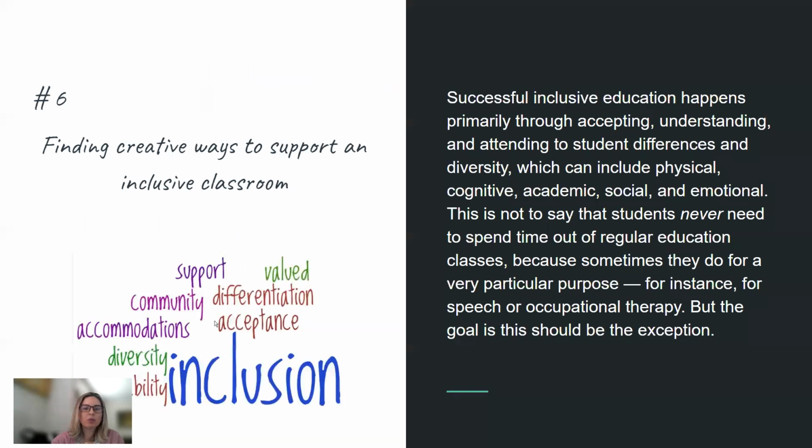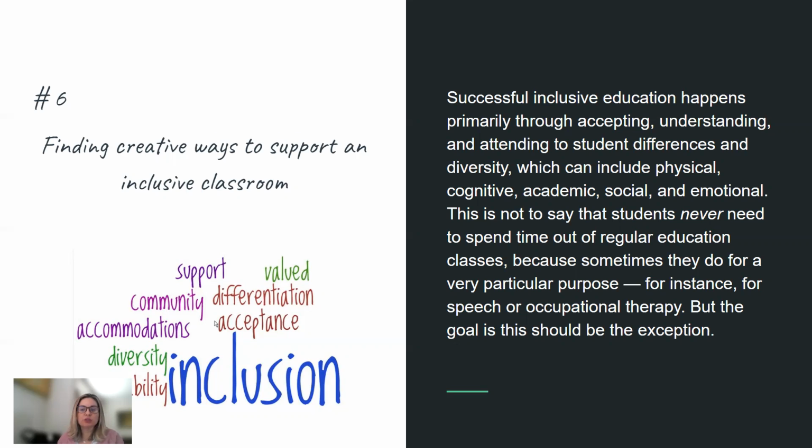All right, so this week we are going to focus on inclusion, finding creative ways to support an inclusive classroom. Some of us have heard this word before, and maybe not so much. Inclusion means a lot of different perspectives. It's really incorporating a community aspect, support, diversity, acceptance, feeling valued, etc.